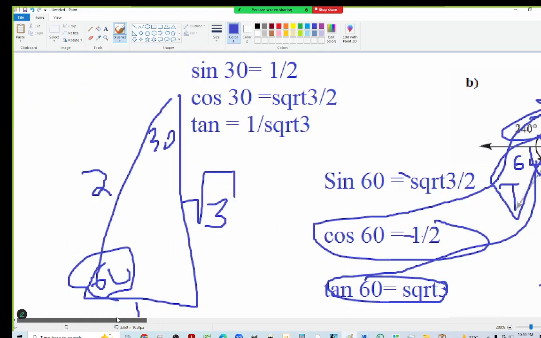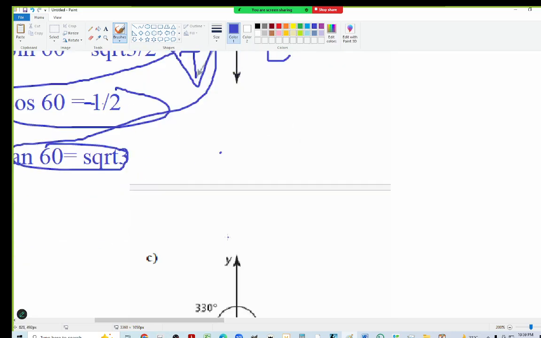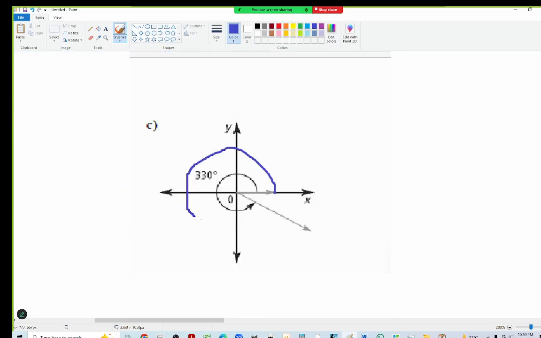And we've got our 30-degree triangle, right? Look at this one. What's 360 minus 330?